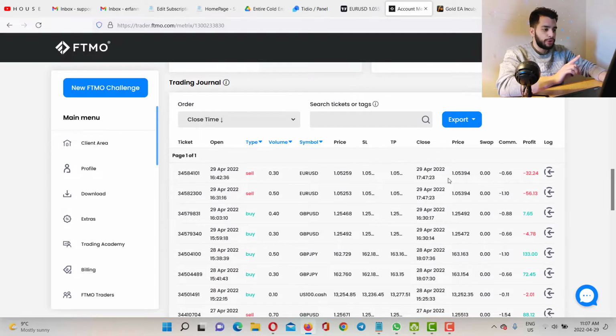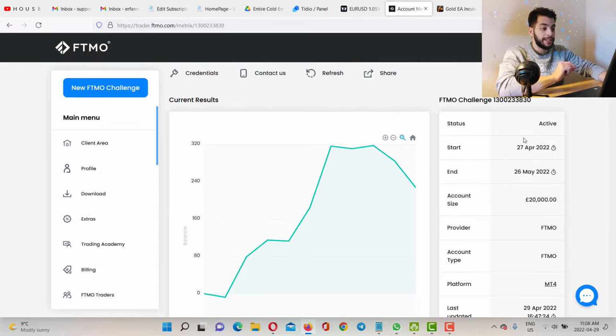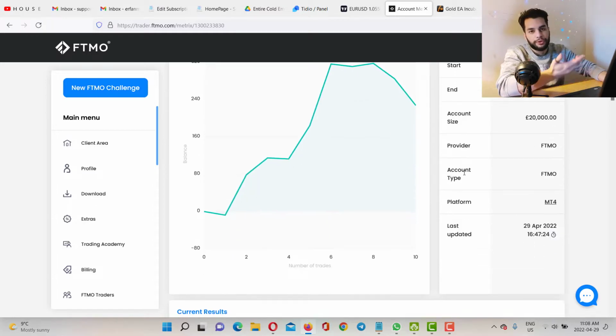As you can see, two trades, very small ones. On EURUSD, today's date is April 29th, and I lost two trades, and I started this challenge on April 27th. So this is my performance so far.